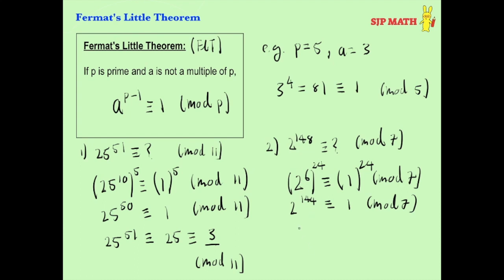So multiplying 2 to the 4 to both sides, we get 2 to the 148 is congruent to 2 to the 4, which is equal to 16, which mod 7 is congruent to 2. So we get that 2 to the 148 is congruent to 2 mod 7. This means that when it's divided by 7, the residue will be equal to 2. So that is Fermat's little theorem and how to use it in these kinds of problems. It's actually pretty useful.